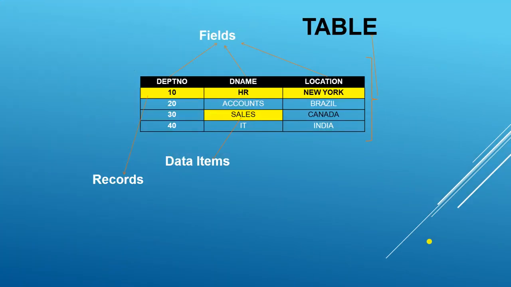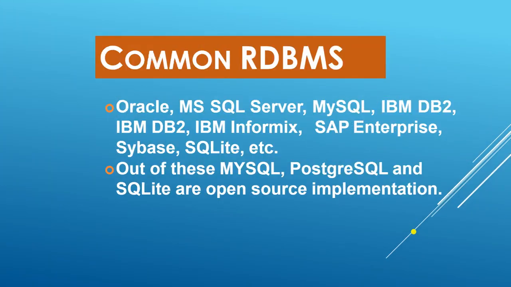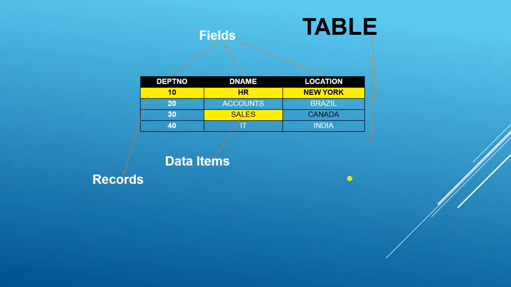Now next is your table. In this table you can see these are the fields: department number, D name and location. These four are the records, and these particular values are the data items.